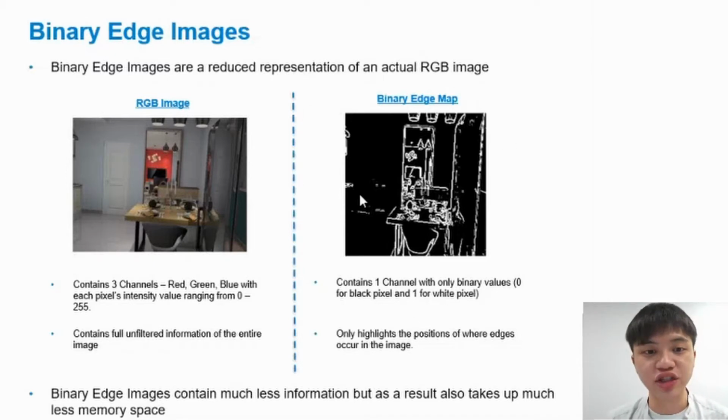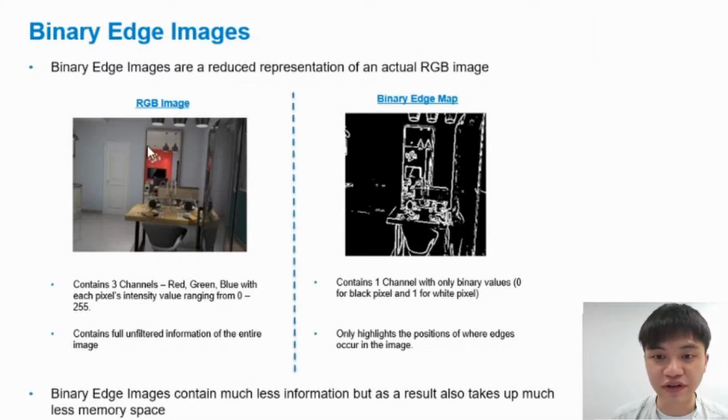A binary edge image, on the other hand, only contains one channel with 2 values: 1 where there's a white pixel, and 0 where there's a black pixel. So what exactly does a binary edge map capture from an original RGB image? Basically it shows where exactly the edges of the original RGB image occur.